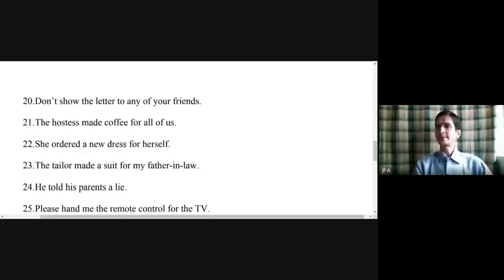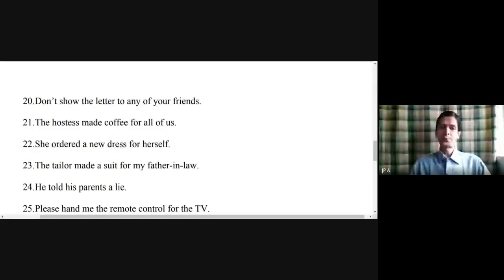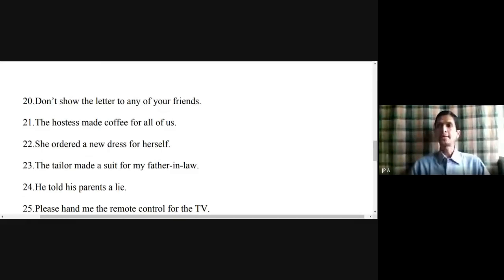Yes. Next one. The tailor made a suit for my father-in-law. Made is the verb. Made what? A suit. A suit is the direct object. Made for whom? For whom? My father-in-law ആണ്. Yes, Aishwarya. My father-in-law is the indirect object.